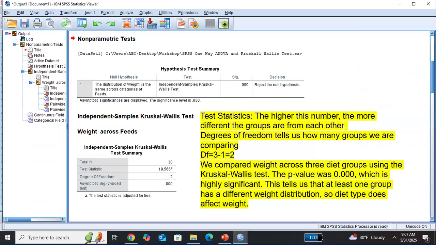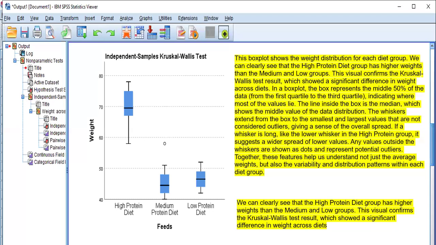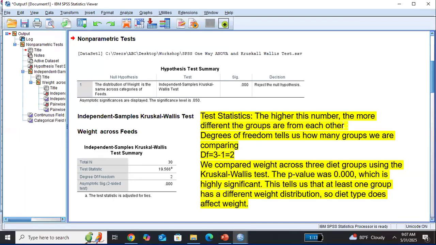So here, look, in the start it will give you the null hypothesis and alternative hypothesis, and it is showing you to reject the null hypothesis. So it means there are differences between the groups. So it means that at least one of the groups is different from the others.